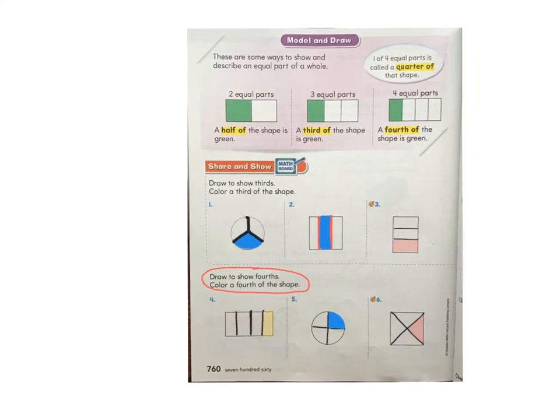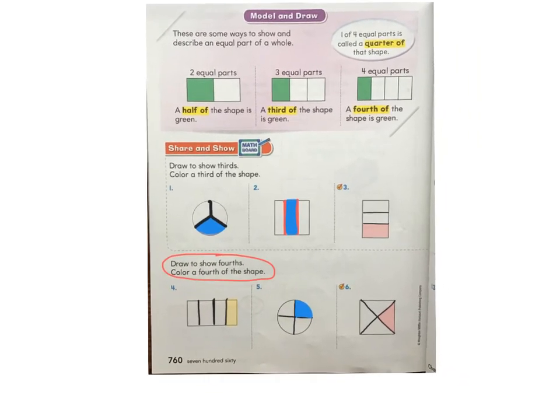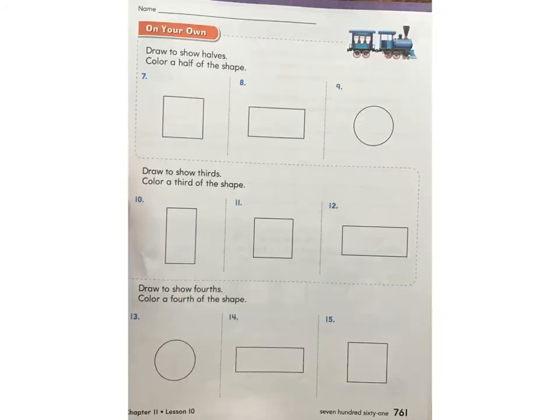And you have completed page 760. Let's move on to page 761. Page 761 is a do on your own page. So for numbers 7, 8, and 9, they want you to draw to show halves. They want you to divide each of the three shapes into halves and color a half of the shape.